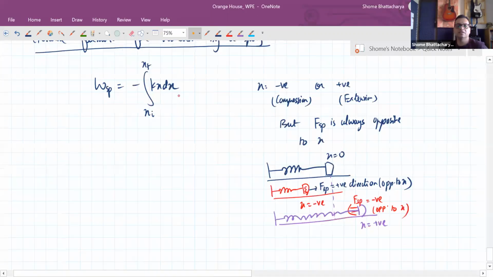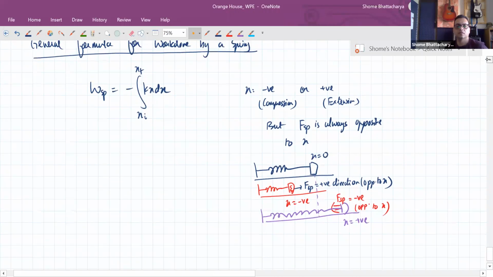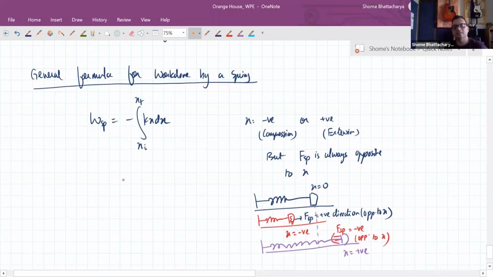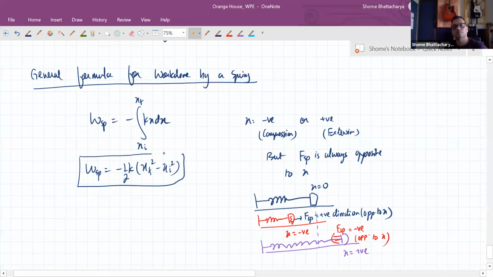So that is why we can in general write this as minus kx dx. So the general formula for the work done by the spring becomes minus half k into whatever the final position square minus initial position square. This becomes the general formula for work done by the spring.